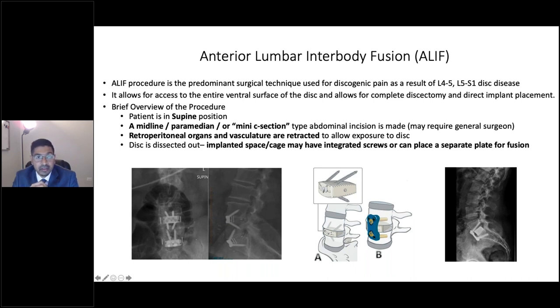One of the benefits of doing a complete discectomy is the ability to implant a larger spacer or cage. As you can see in option A in the X-ray images on the left, with the larger cage, you're able to implant the screws directly through the cage. Option B on the right shows an independent construct. Even though there's a larger spacer, the surgeon utilized a separate plate and screw system to fuse anteriorly.